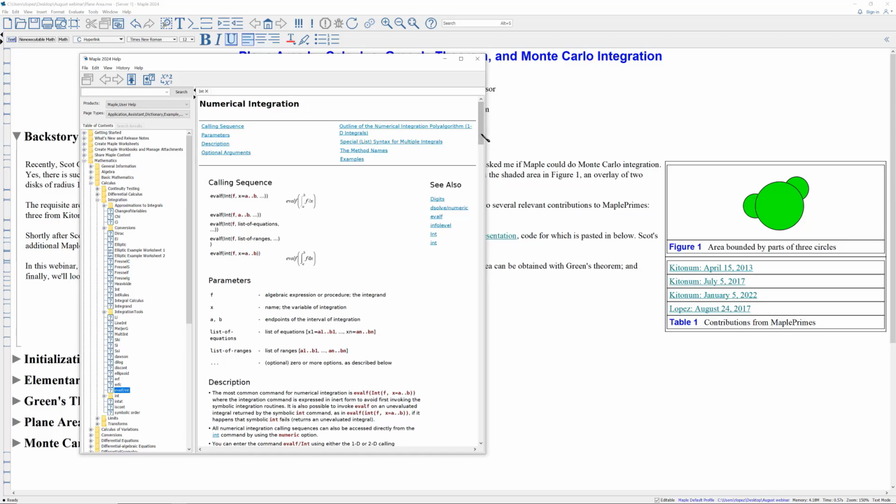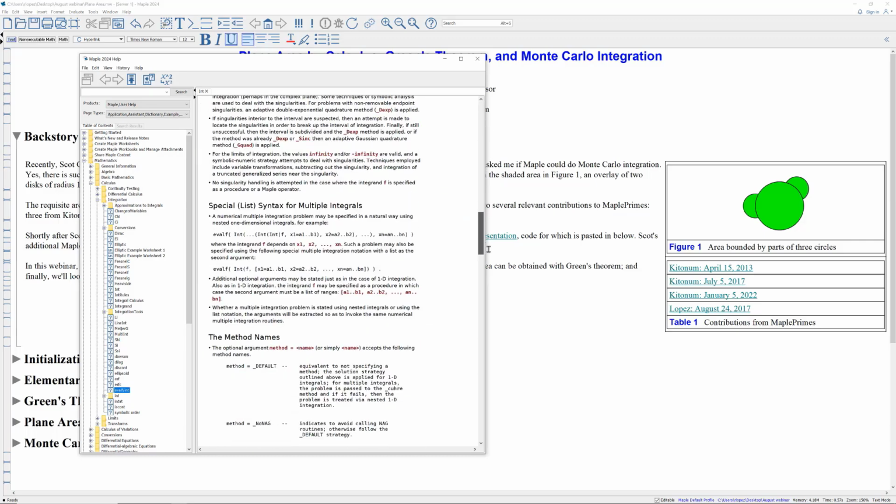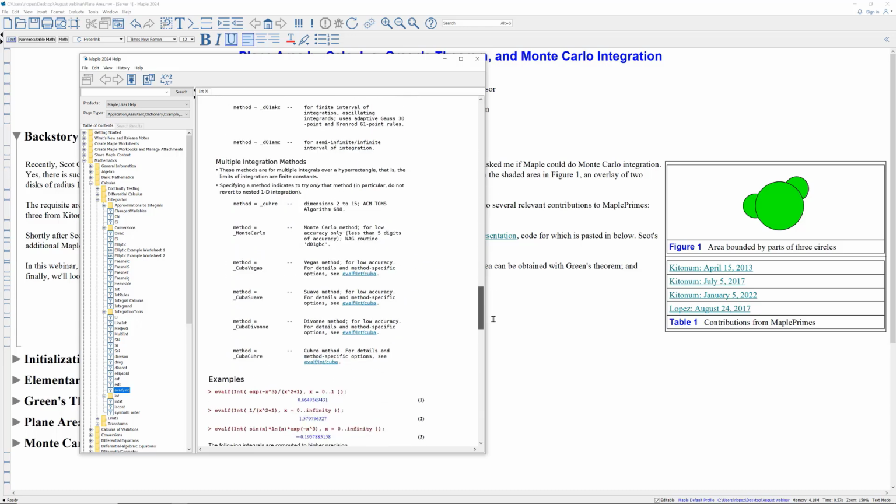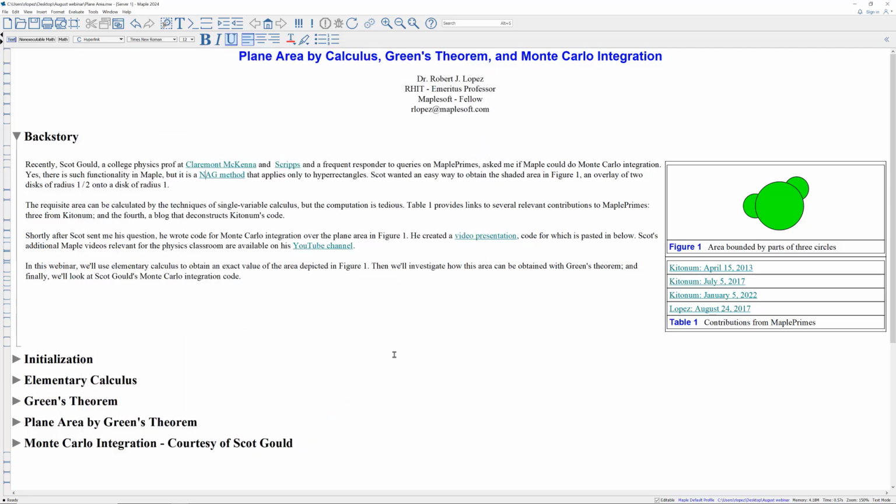And it's under this numerical integration help page. And it's down here, method equals Monte Carlo. But there's this proviso. These methods are for multiple integrals over a hyperrectangle. So it's not going to apply to this figure, which is the one that prompted Scott's question.